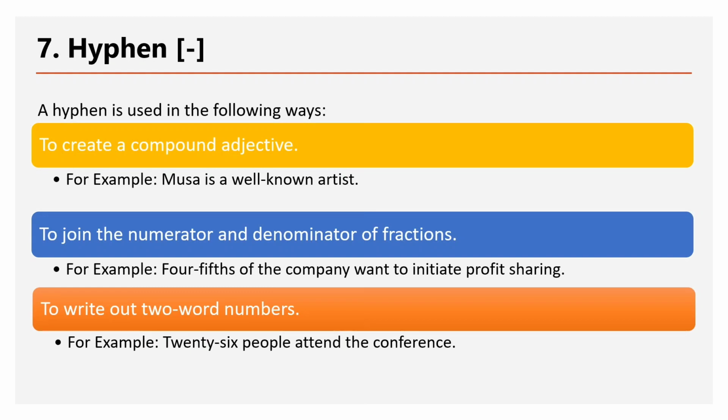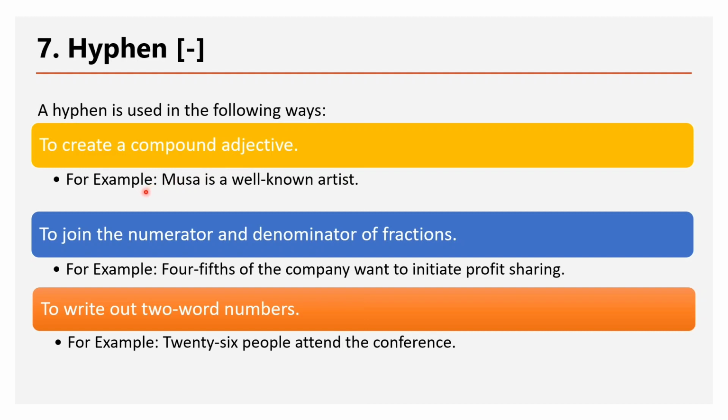The next punctuation mark is the hyphen. A hyphen is used in the following ways. First, to create a compound adjective. For example, "Musa is a well-known artist." So in between "well-known" I am using the hyphen here.